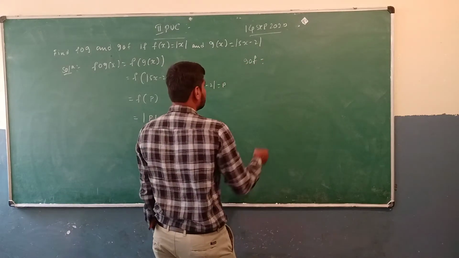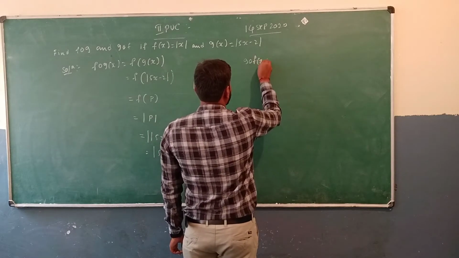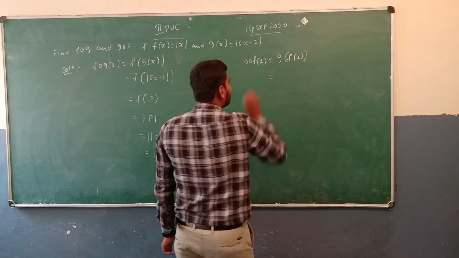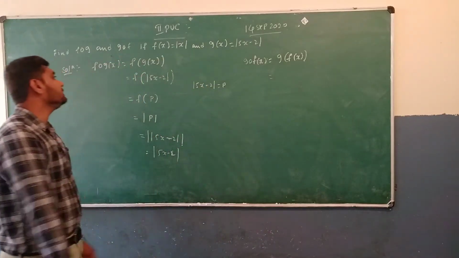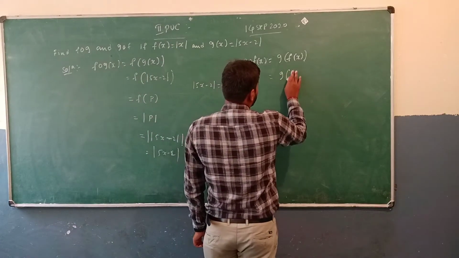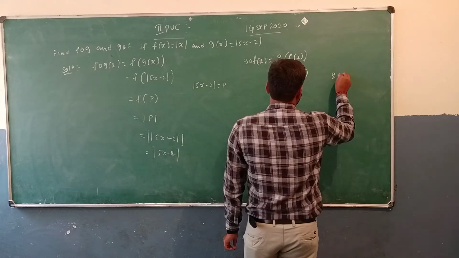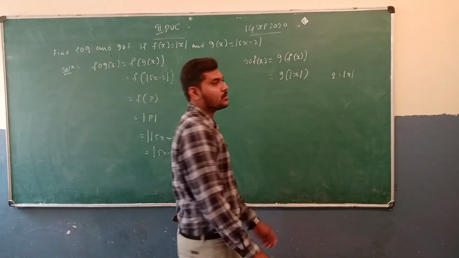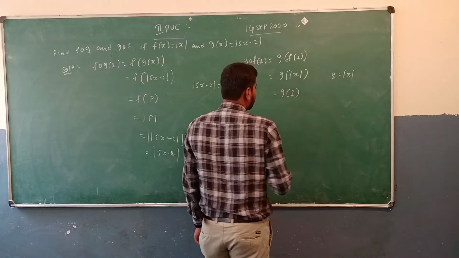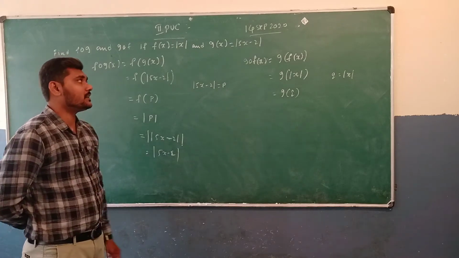Gof of x is nothing but g of f of x. So what is the value of f of x? F of x is given by the modulus sign, mod of x. So we can say g of mod x. We can replace q, which is nothing but mod x. Q is replaced with mod x. Then we can say g of q. So what is the value of g of q? They have given g of x is nothing but modulus of 5x minus 2.